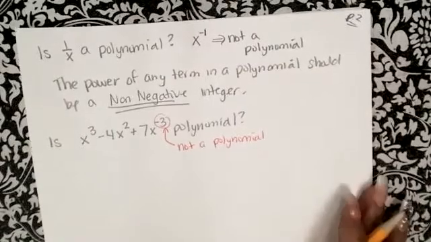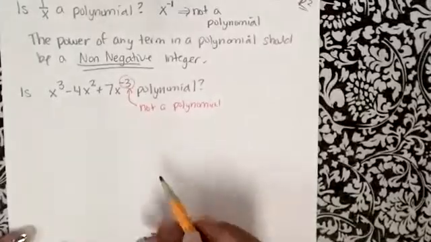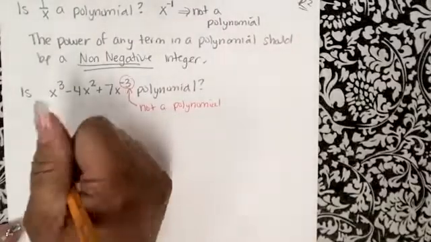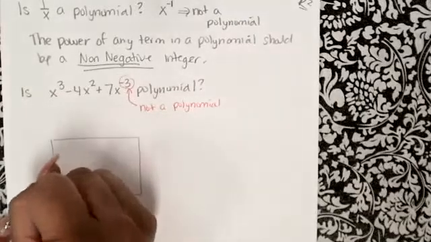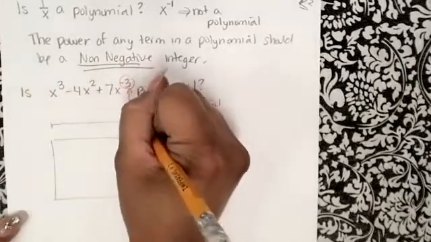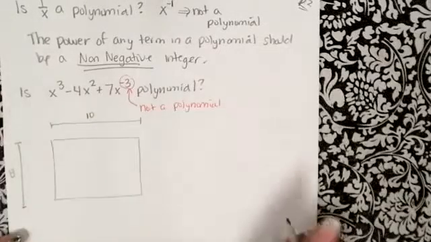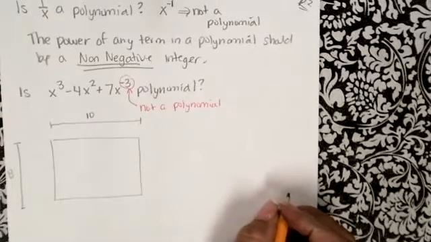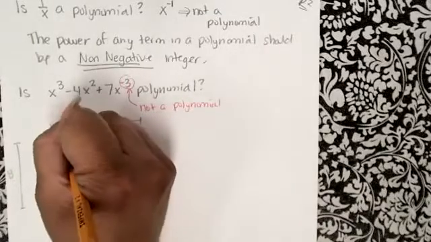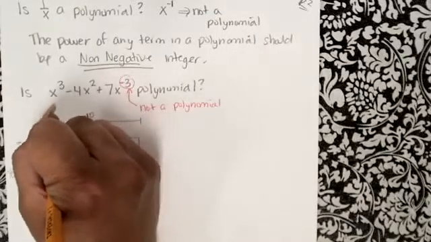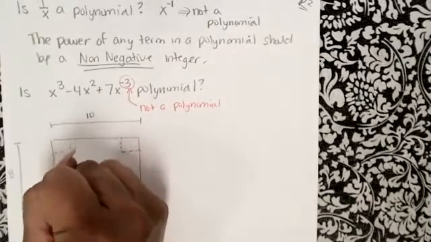Okay, now you're going to have an open box problem on the assignment. On the open box problem, let's say we had a 10 by 8 box. This is going to be 10. This is going to be 8. Now, if you cut out x on each side, so I'm going to cut out an x, an x, an x, and an x.